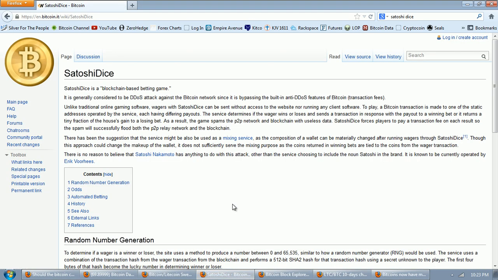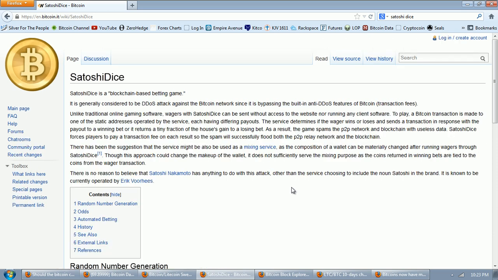Now, Satoshi Dice is very controversial right now in the Bitcoin community because it is essentially spamming the blockchain, and we'll see that. We'll go over to blockchain.info and look at that, but let me read this real quick to explain it. Satoshi Dice is a blockchain-based betting game. It's generally considered to be a DDoS attack, a distributed denial of service attack against the Bitcoin network.